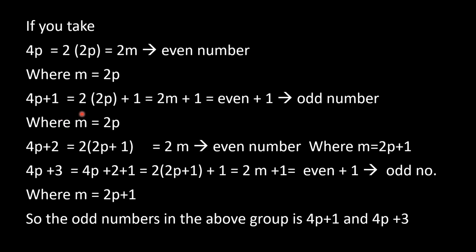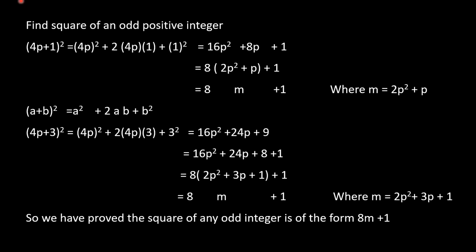4p plus 1, 2 into 2p plus 1, that is 2m plus 1, even plus 1, that is odd number, where m equal to 2p. In the same way, 4p plus 2, we can prove that it is an even number. 4p plus 3, it is an odd number. So the odd numbers in the above group are 4p plus 1 and 4p plus 3. Now, they are asking you to prove the square of that odd positive integer. So we have to find out square of 4p plus 1 and 4p plus 3.